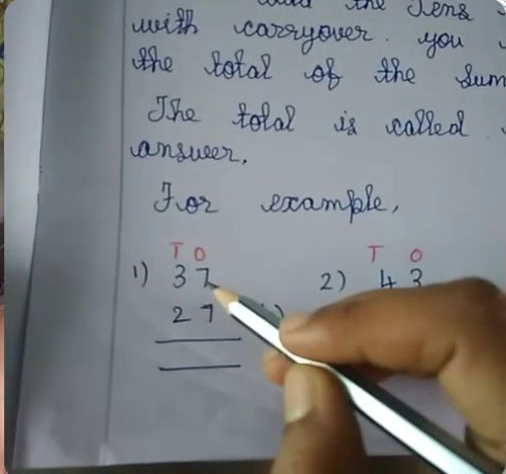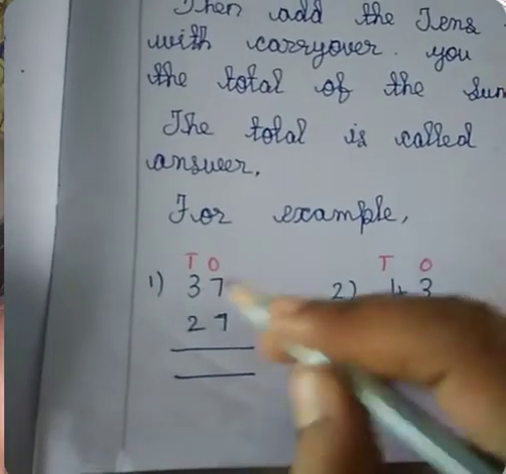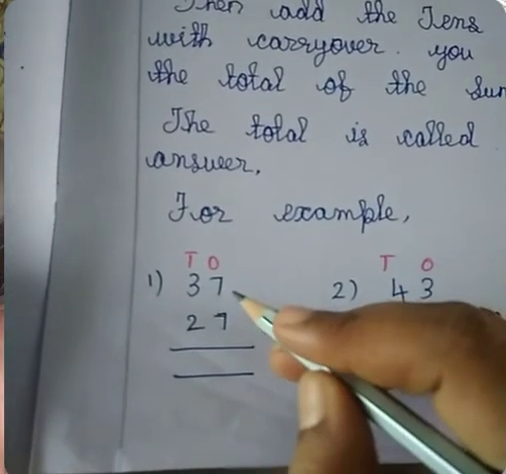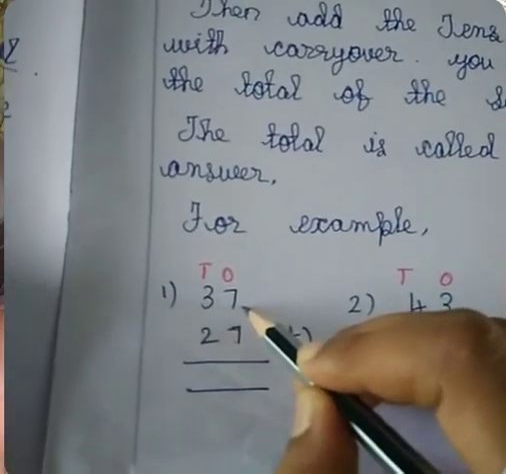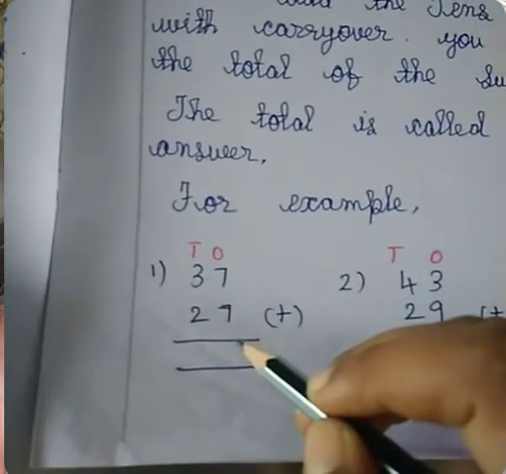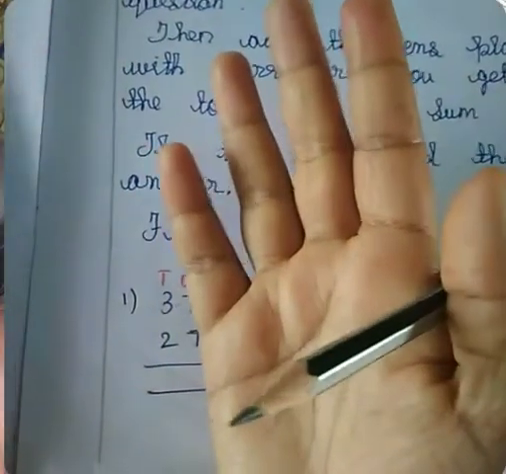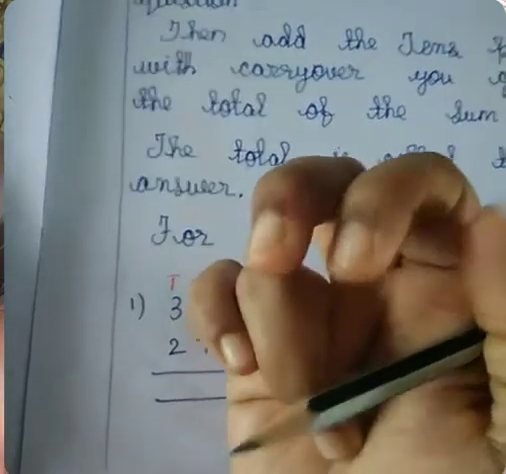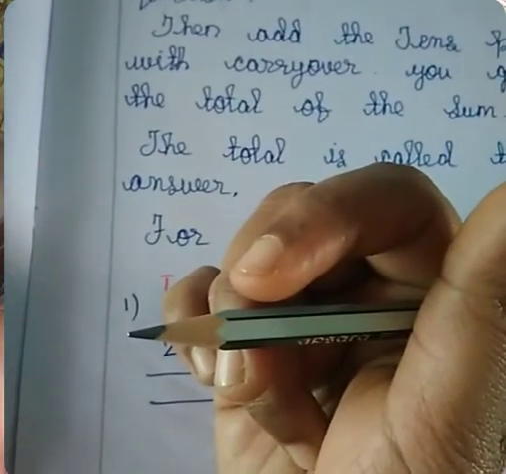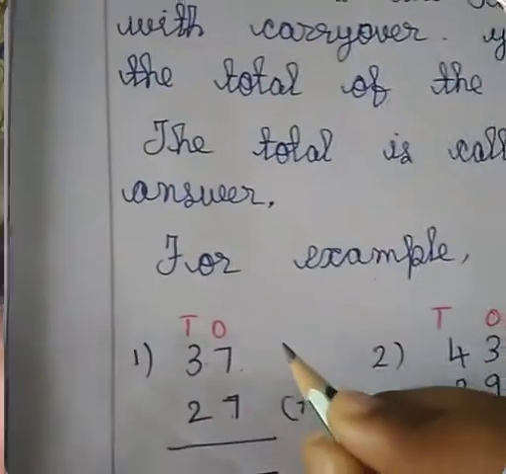First you consider the ones place and add the ones place of the two numbers. First keep the above number in mind. Keep the 7 in your mind and keep 7 fingers in your hand. 7 after what? 8, 9, 10, 11, 12, 13, 14. If we add 7 and 7, we get the total 14.